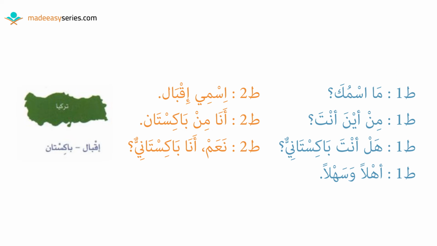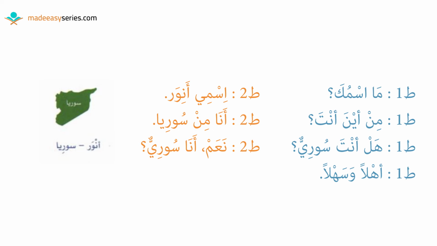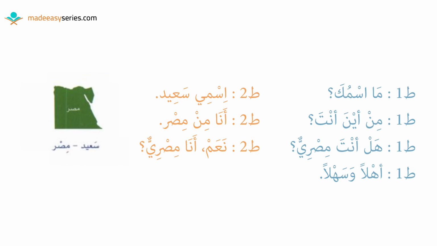So masmuka ismi Iqbal. من أين أنت؟ أنا من باكستان. هل أنت باكستاني؟ نعم أنا باكستاني. أهلا وسهلا. Next one we have Anwar and Surya. ما اسمك؟ اسمي أنور. من أين أنت؟ أنا من سوريا. هل أنت سوري؟ نعم أنا سوري. أهلا وسهلا. Next one we have سعيد and مصر. ما اسمك؟ اسمي سعيد. من أين أنت؟ أنا من مصر. هل أنت مصري؟ نعم أنا مصري. أهلا وسهلا.